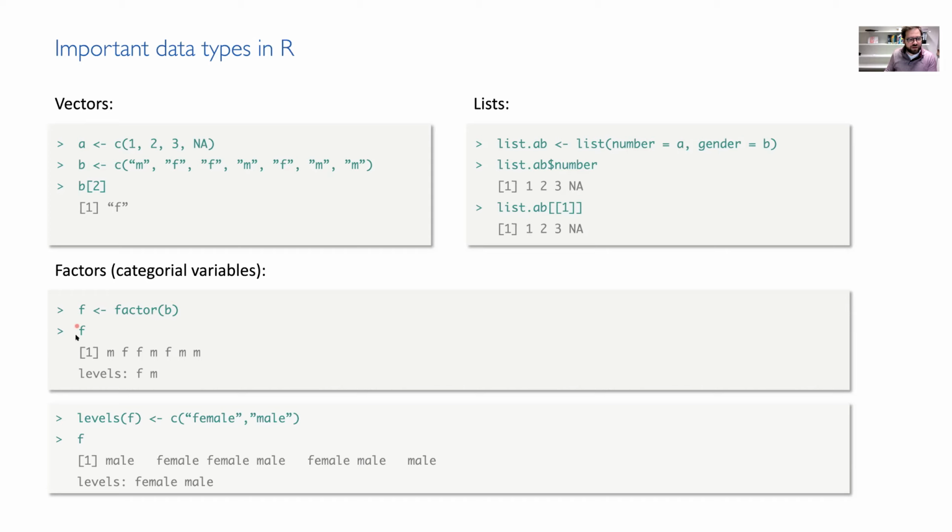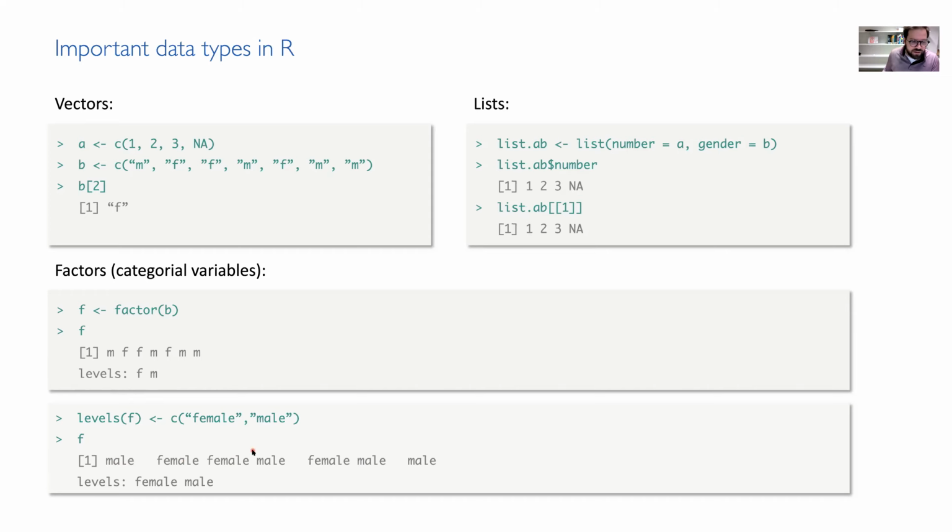When I look at this factor F here, it gives me the output M, F, M, F, M, F. And it tells me these levels here. These are the typical values these elements can take. If I want to make these labels of these 2 values different, I can call these 2 female and male, by changing these levels. And then I can output this again and have male, female, male, and so on.